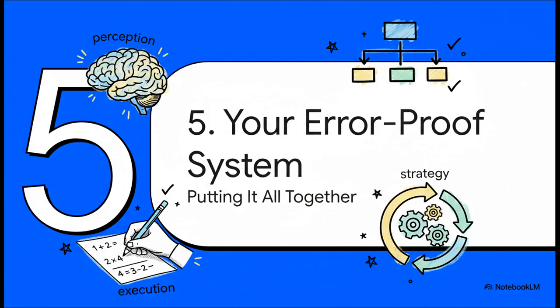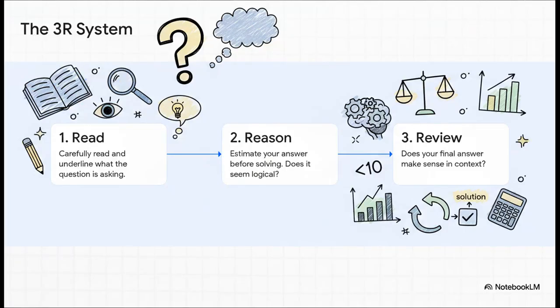Okay, we have covered a ton of ground. We've talked about perception, we've talked about execution, and we've talked about strategy. So now, let's pull it all together into a simple system that you can actually use on test day. We're going to call this the 3R system. It's a super simple mental checklist to run through on every single problem.